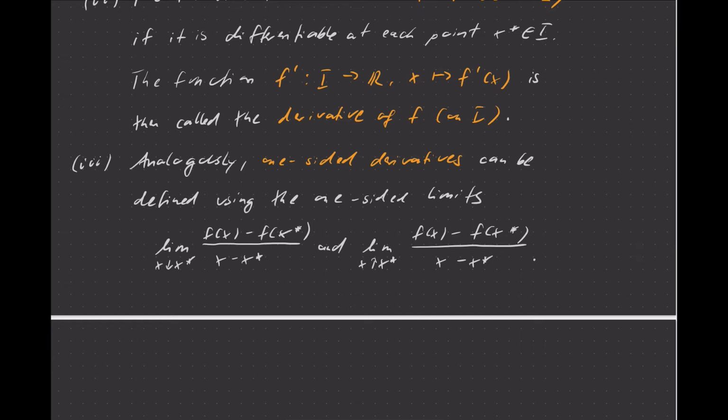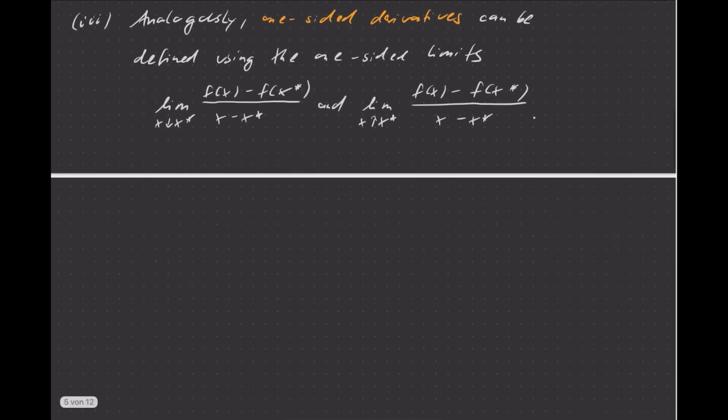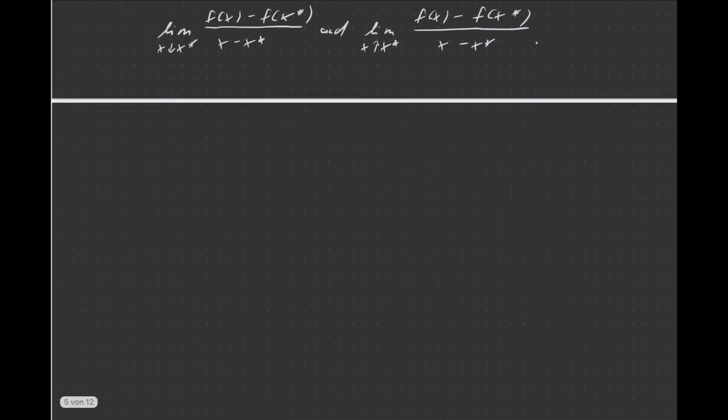But they would make a difference if you would consider boundary points of an interval, for example, where you can only take a one-sided limit. Well, there may also be functions that are not actually differentiable, but that may have one-sided derivatives at a certain point. So this is the formal definition. Let's look at a few examples to give us a toolkit of differentiable functions and their derivatives.